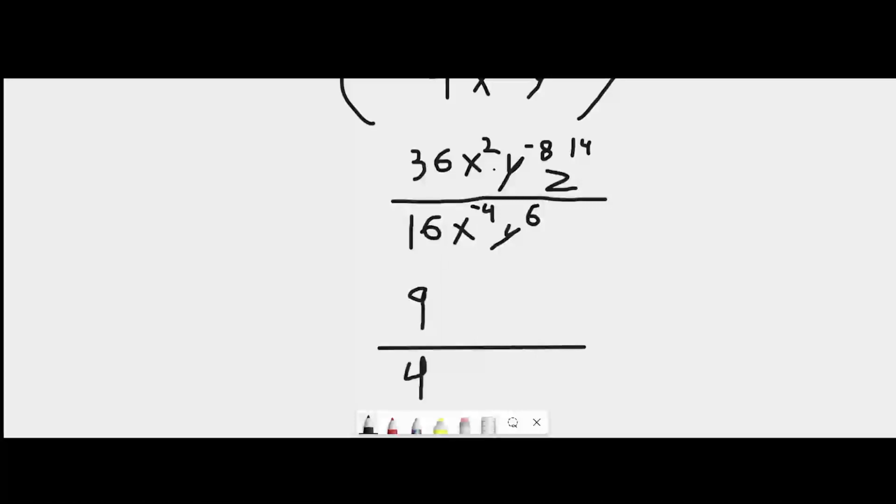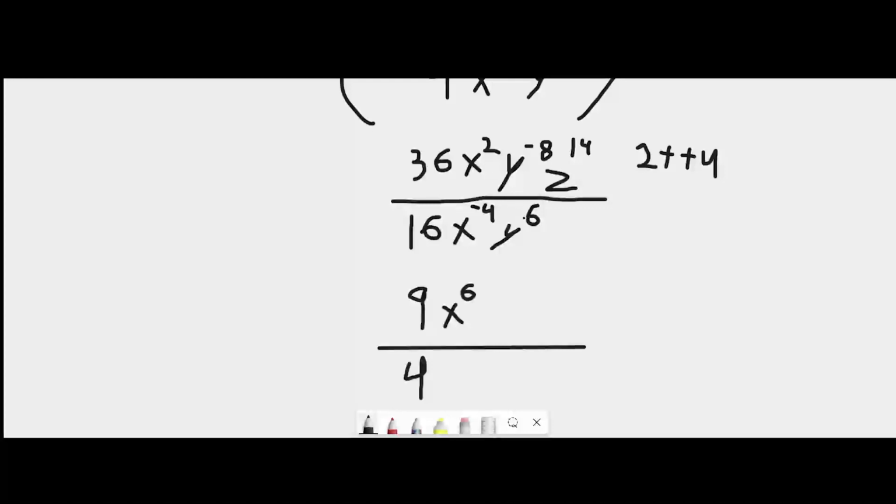Now we're going to use what we just did earlier with x squared and x to the negative 4. Remember that we're dividing, so it's going to be 2 minus negative 4. A minus a negative is going to be a positive, and you're going to get x to the 6th on the top. It's going to stay on the top because it's a positive number and we're subtracting.